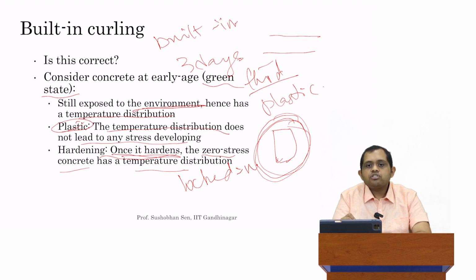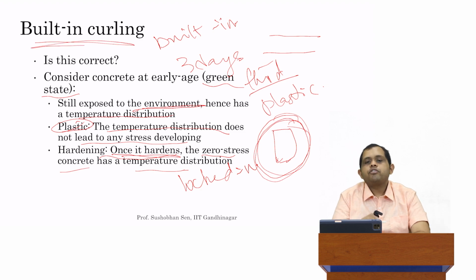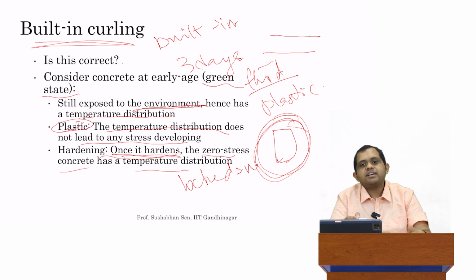So it's a temperature distribution which was acquired by the pavement when it was still plastic. Because it was plastic, no stresses would develop, but there is a temperature distribution now. That phenomenon, where you have some temperature distribution which has been built into the pavement, is not causing any additional stress. But when we are doing our analysis, our reference condition changes.